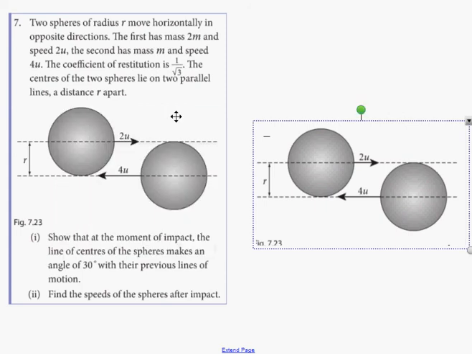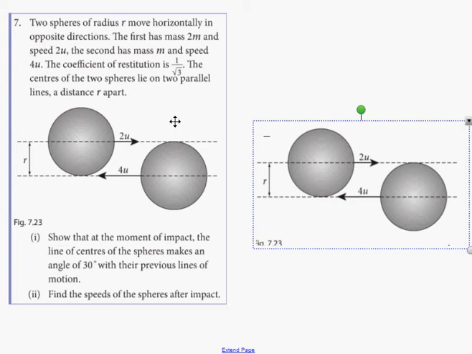Two spheres of equal radius r move horizontally in opposite directions. The first has a mass of 2m and a speed of 2u. The second has a mass m and a speed of 4u. The coefficient of restitution is 1 over root 3.